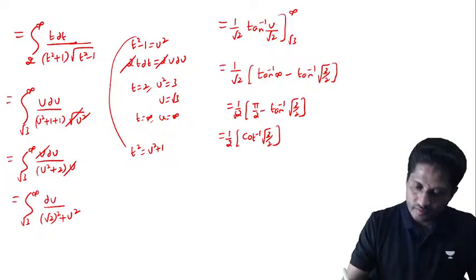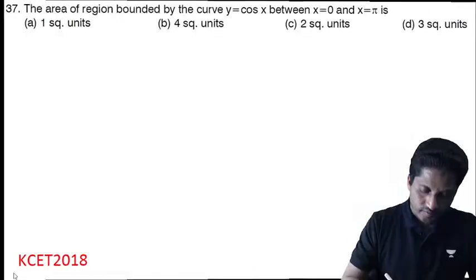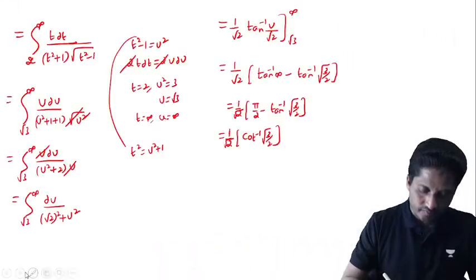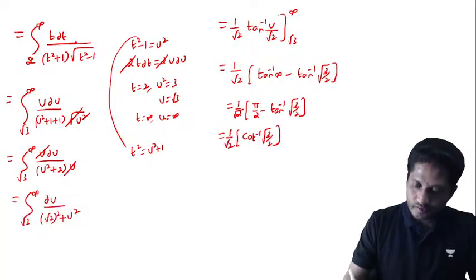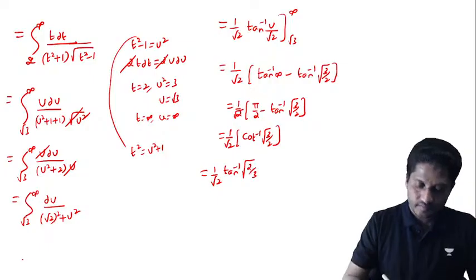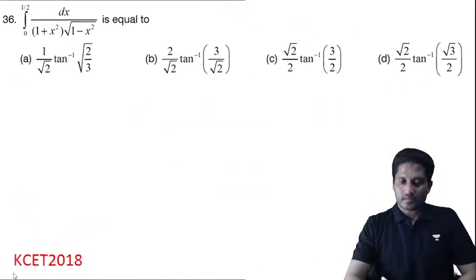Okay, so this is 1 by root 2. Now this is 1 by root 2. Still 1 by root 2. Still I don't get an option like this. Cot inverse of x can be written as 1 by tan inverse of x, so 1 by whole root of 2 by 3. Okay, that's the answer.